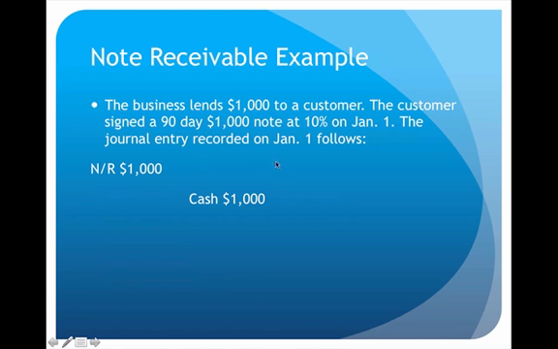Now, to see how this would work in an actual example with journal entries, in this example, we're going to loan $1,000 to a customer. This person is going to sign a written agreement. It is a 90-day, $1,000 note at 10%. They're going to sign this on January 1st, and we're going to record this as a journal entry. The way this works, I will debit note receivable rather than accounts receivable for $1,000, and I will credit cash because I'm loaning them and giving them $1,000 cash.